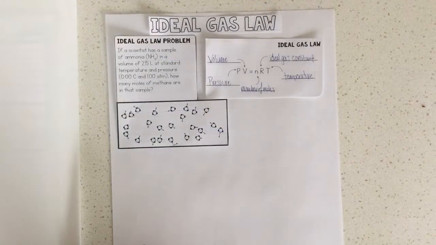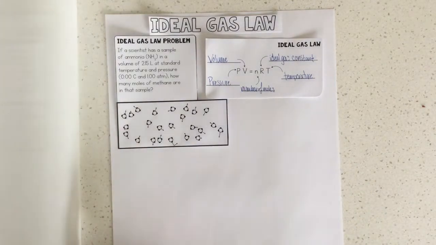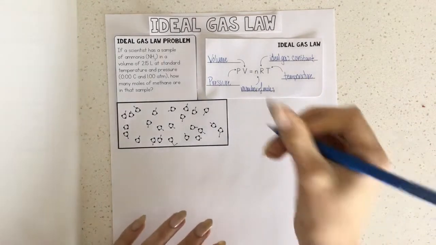So here we have a problem for the ideal gas law. If a scientist has a sample of ammonia in a volume of 2.15 liters at standard temperature and pressure, that's 0 degrees Celsius and 1 atmosphere, how many moles of methane are in that sample? So we finally have an equation that can tell us how many particles we have if we know all of this other information. The first thing I'm going to do is write down what we know.